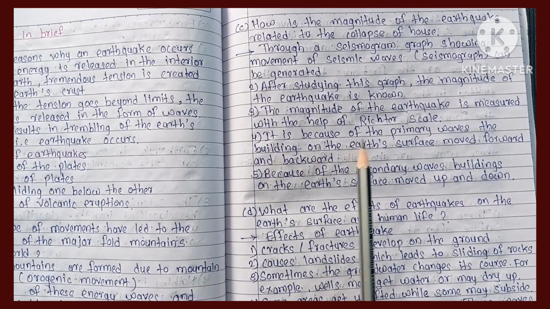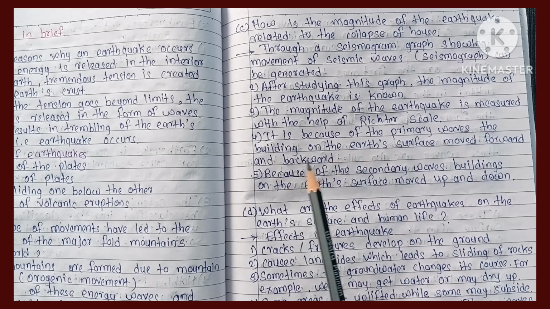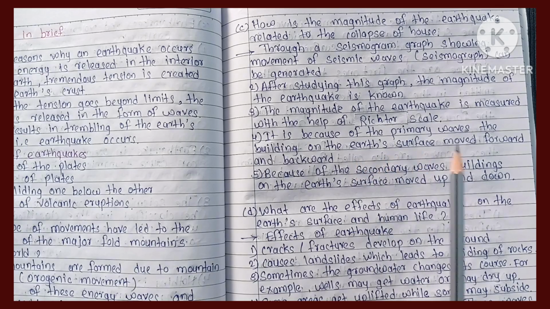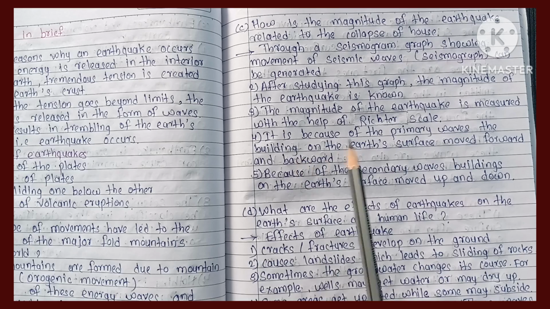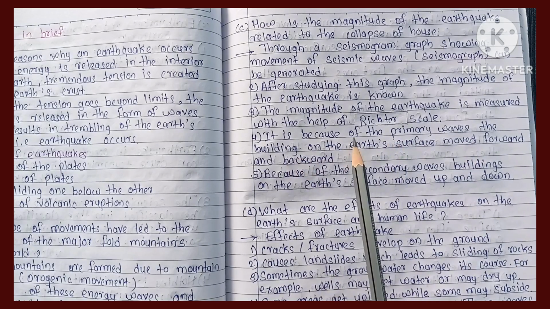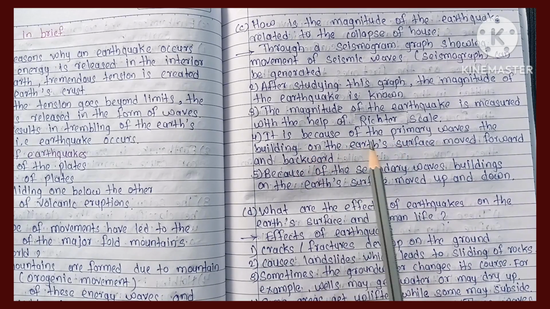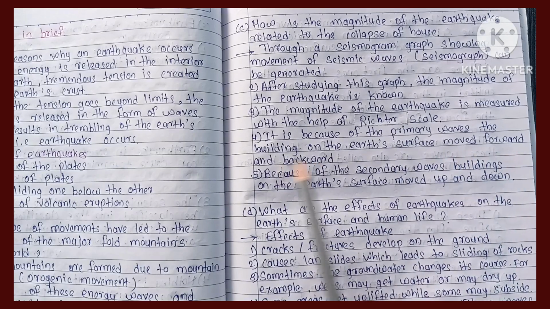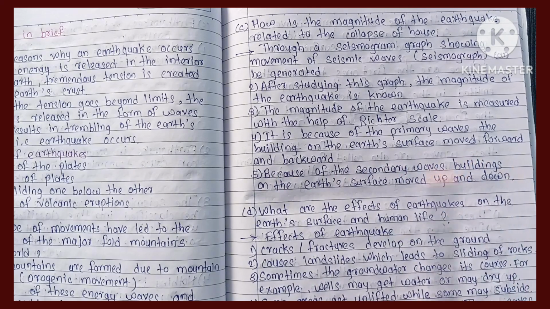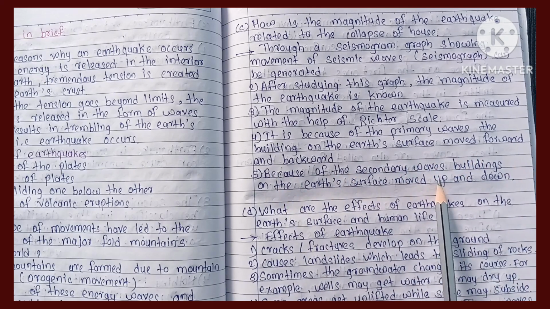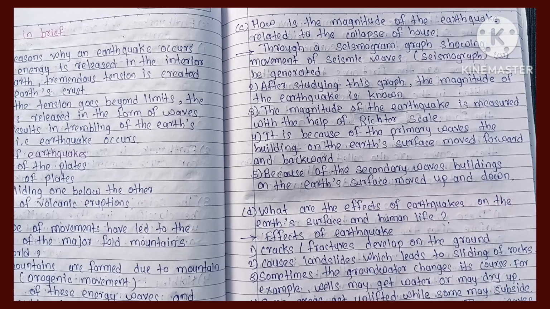Next question, how is the magnitude of the earthquake related to the collapse of houses? Answer: through a seismogram, a graph showing movement of seismic waves. Seismograph can be generated. After studying this graph, the magnitude of the earthquake is known. The magnitude of the earthquake is measured with the help of the Richter scale. It is because of the primary waves that the buildings on the earth's surface move forward and backward. Because of the secondary waves, buildings on the Earth's surface move up and down.